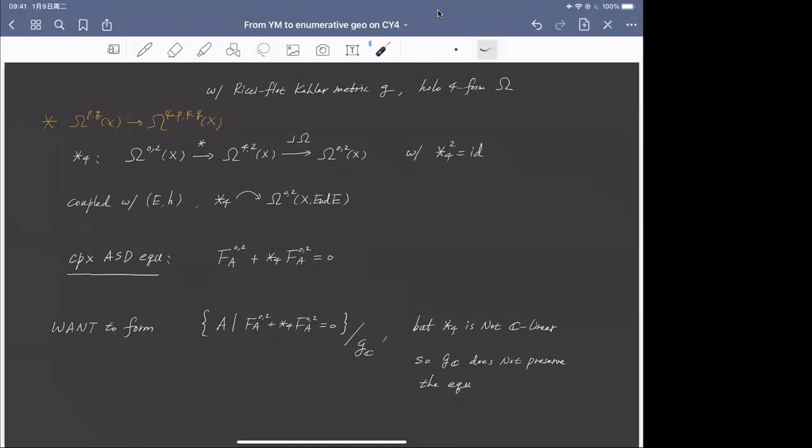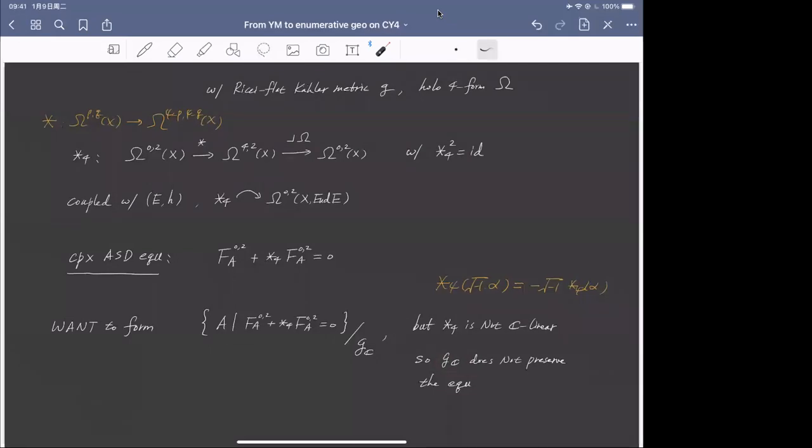But very unfortunately, this group after complexification, G^C, does not preserve these equations. This is simply because this star 4 is not complex linear. It's complex anti-linear. So this means that if star 4 maps some form alpha to something, then square root of -1 times alpha becomes minus square root of -1 times that. So it is not complex linear, and G^C does not preserve the equations.